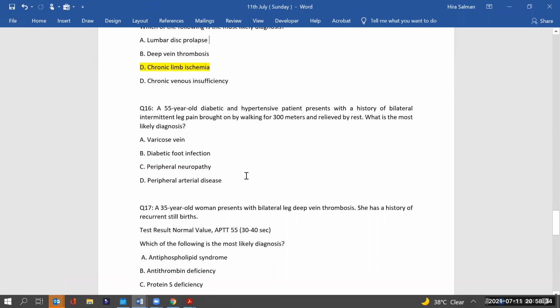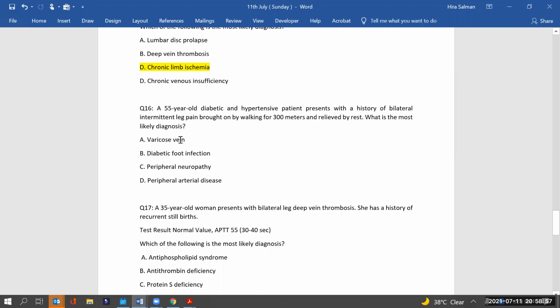Now, a 55-year-old diabetic hypertensive patient presents with a history of bilateral intermittent leg pain brought on by walking for 300 meters and relieved by rest. So, diabetic, hypertensive, bilateral intermittent pain, and relieved after resting. What is the most likely diagnosis? So now you rule out the other choices.